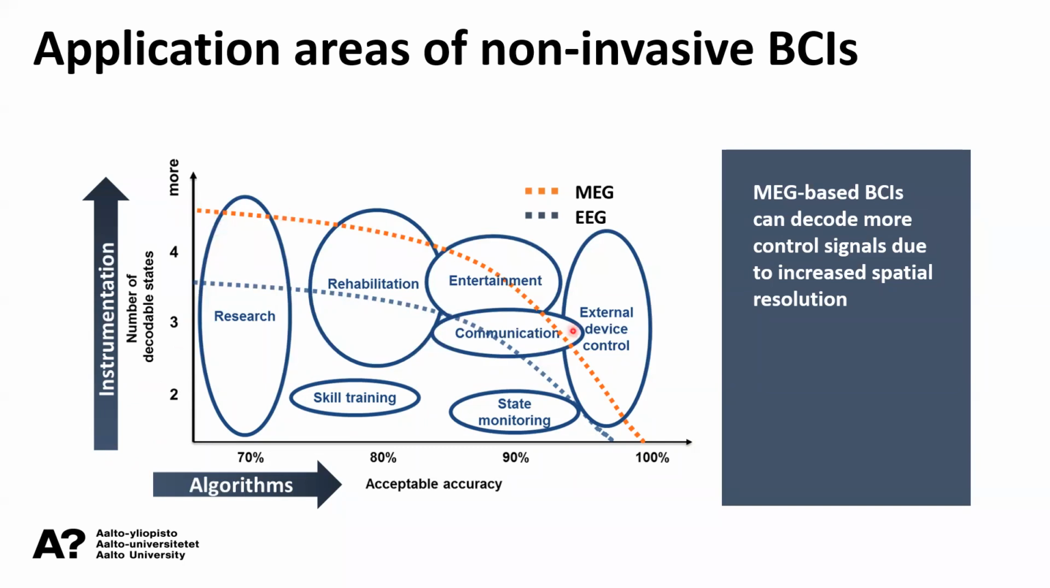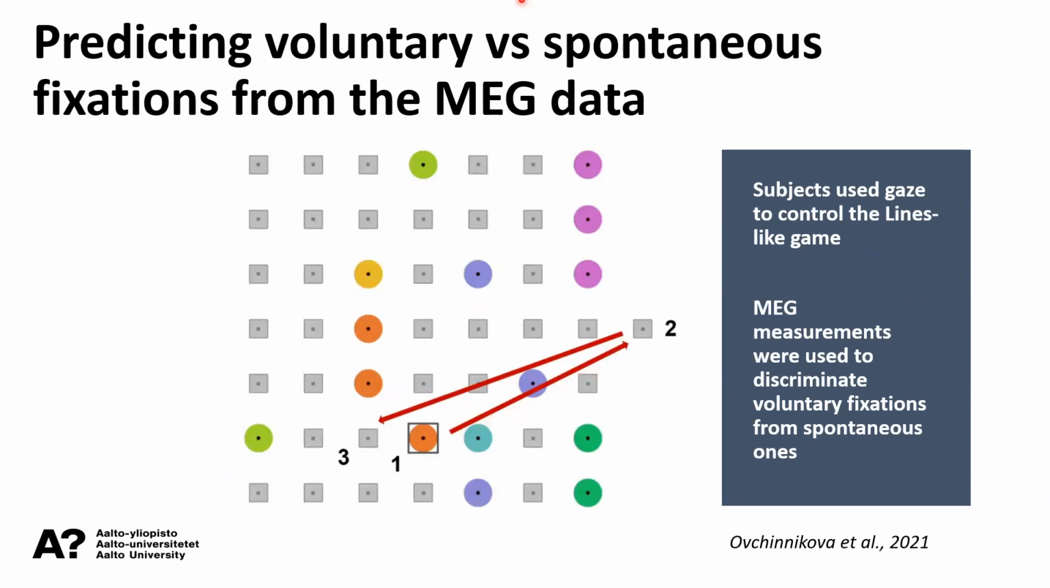And of course, MEG is a slightly more accurate measurement technique. Because of its higher spatial resolution, we can decode simultaneously a larger number of brain states. So there are two driving forces of progress here. Better sensor technology moves us towards more brain states which we can simultaneously decode, and algorithm development moves us towards, of course, higher accuracies. So yeah, that's about it. And well, maybe one example.